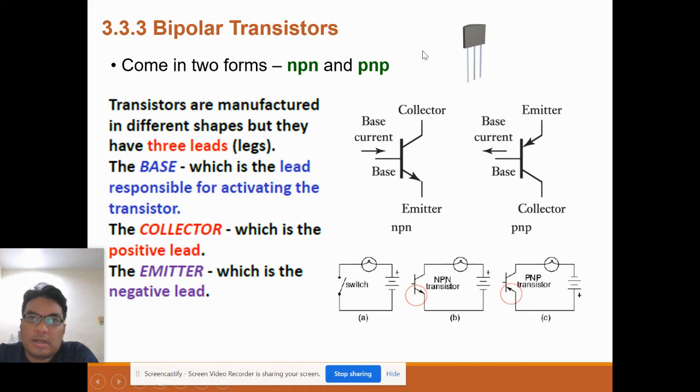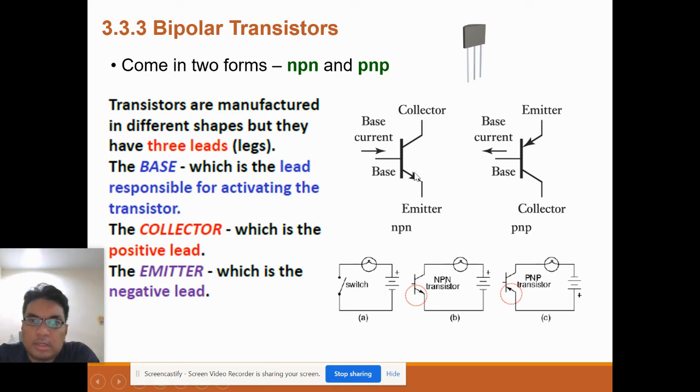So we have NPN. Basically the main current is applied toward the collector and goes out to the emitter. The control voltage is at the base. Different from the PNP, you have the main current supplied to the emitter and going out to the collector, and the current control is at the base.